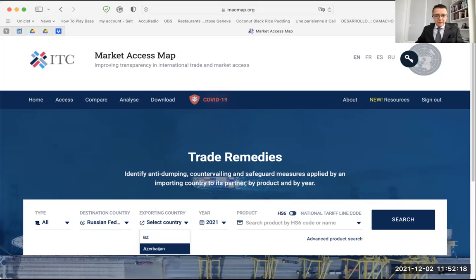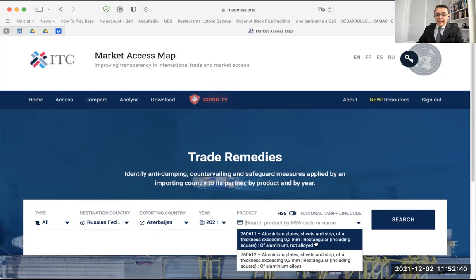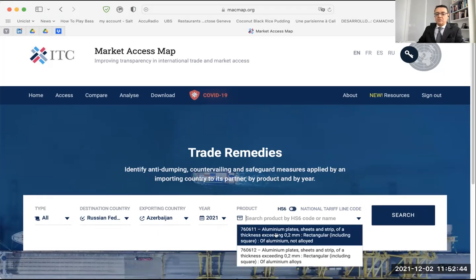Fat fingers today. There's nothing, there's no countervailing, there's no trade remedies, anti-dumping, safeguard, anything applied to entire chapter 07 from Azerbaijan in Russia. So it's fine, we don't have a problem. But in the case of Russia, if we were exporting aluminium plates, then we would be facing one.